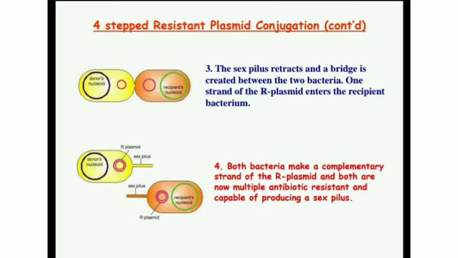Step 3. The sex pilus retracts and a bridge is created between the two bacteria. One strand of the R plasmid enters the recipient bacterium. Step 4. Both bacteria make a complementary strand of the R plasmid and both are now multiple antibiotic resistant and capable of producing a sex pilus.